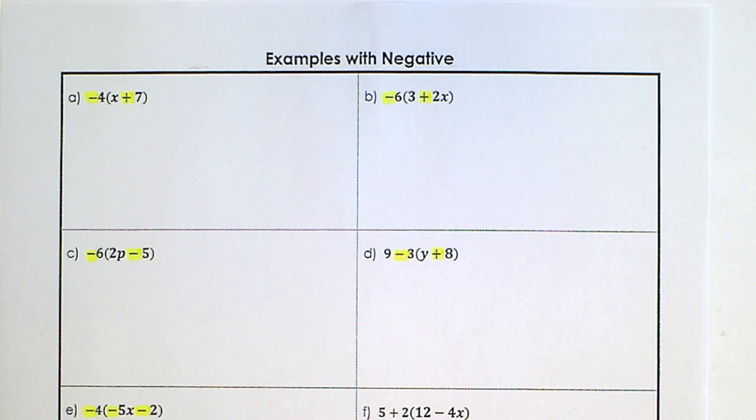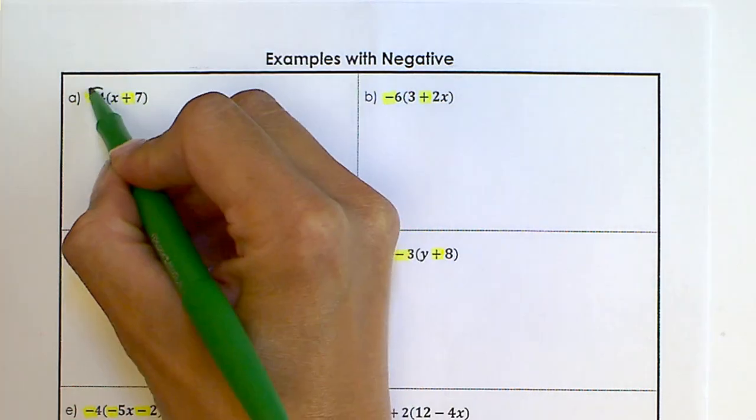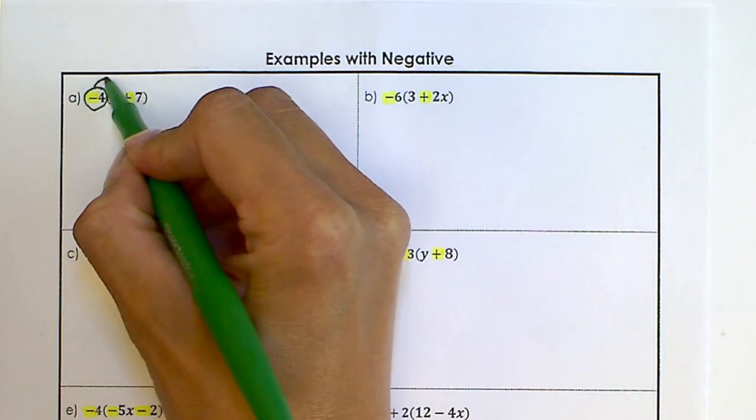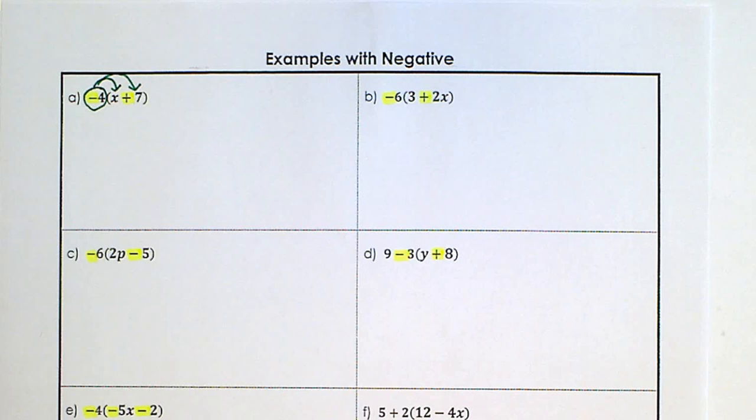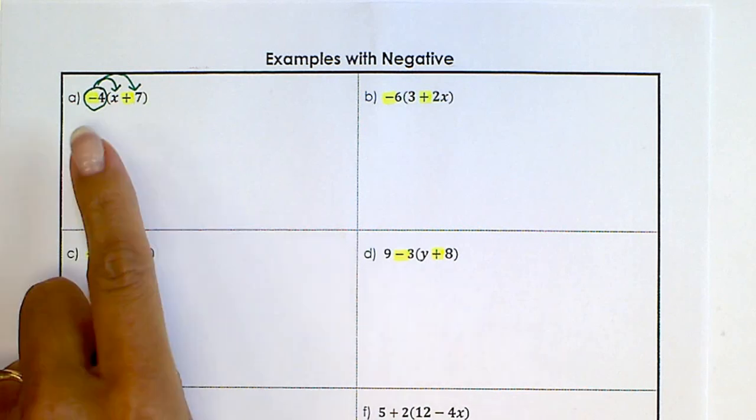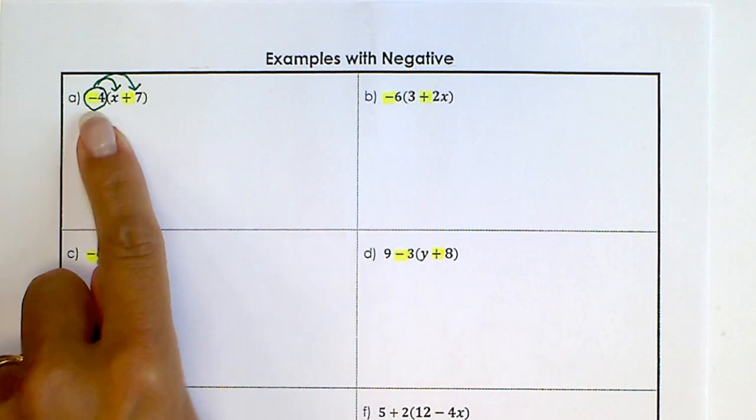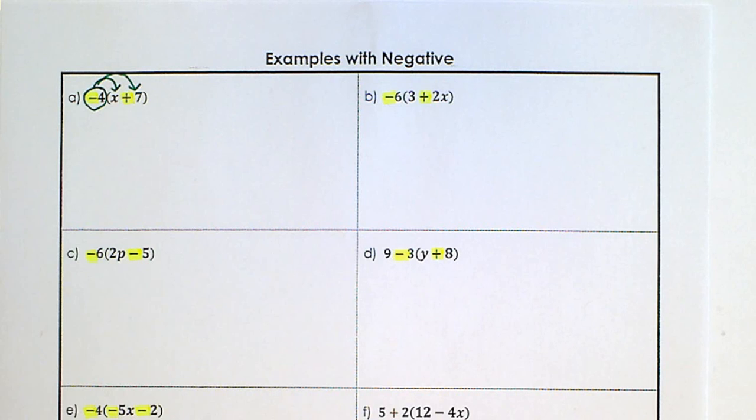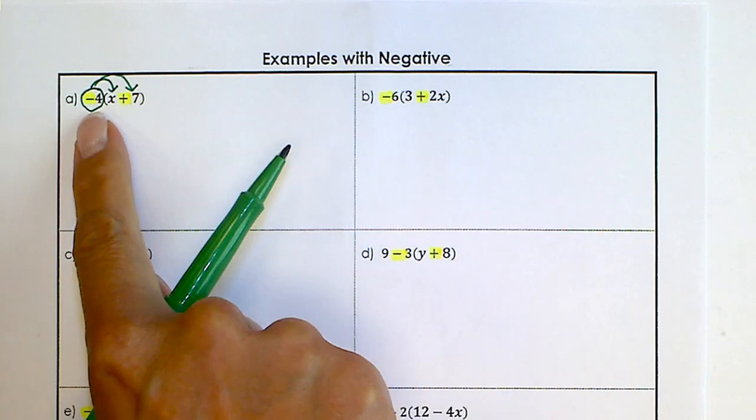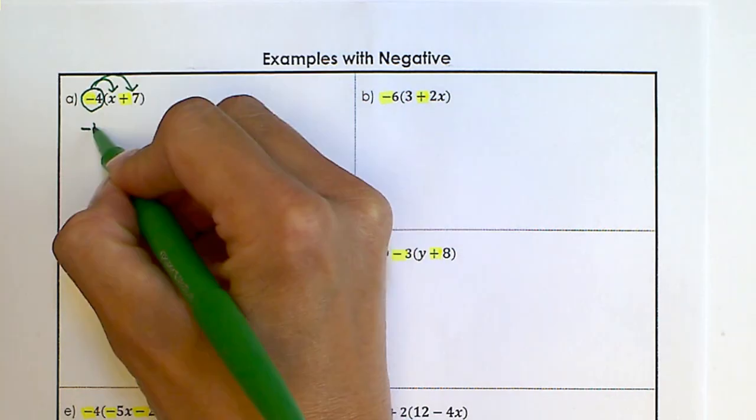I highly encourage it. Now, if you're not using a highlighter, sometimes I use my pen and I circle this -4, and then I draw the arrow to everything inside. So either the highlighter or circling will be my reminder that this is a -4 that we're multiplying by. Well, a -4 times x is a -4x.